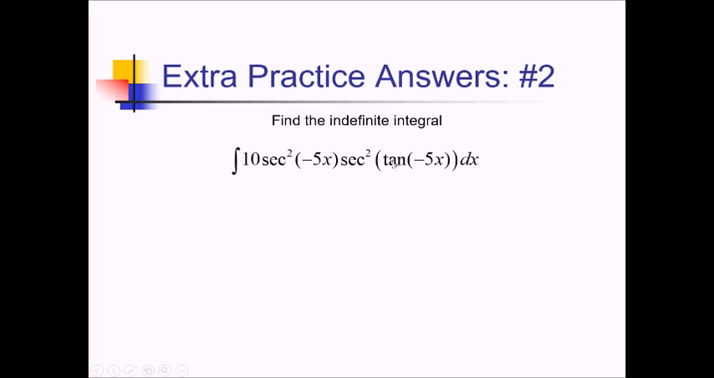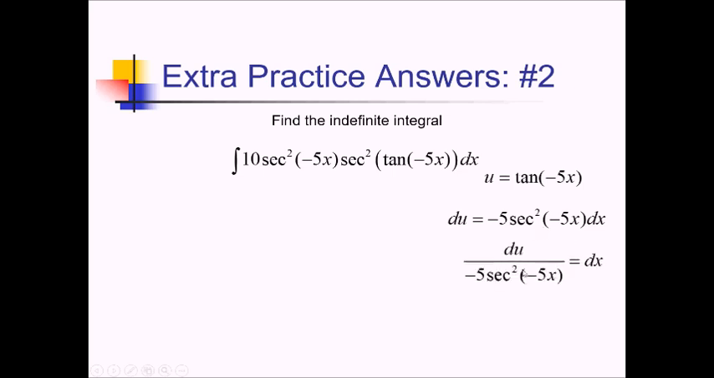Let's start by letting u equal tan of negative 5x. So then du is going to be negative 5 secant squared of negative 5x dx. And then dividing by all that to get dx by itself, we have du over all that. Now we can substitute back into the original. So this is going to be 10 secant squared of negative 5x times secant squared of u. And then instead of dx, we have du over all that stuff.